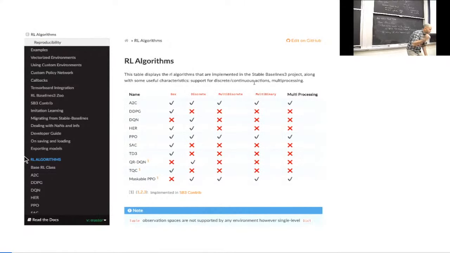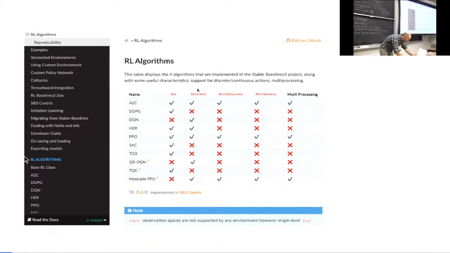So the first question is, which RL algorithm should we use? And if you look down the list, this is what RL algorithms are available in the main Stable Baselines 3 repo. The categories here are your action space. So we're in the box place where we have continuous actions, right? All these other ones are discrete actions.